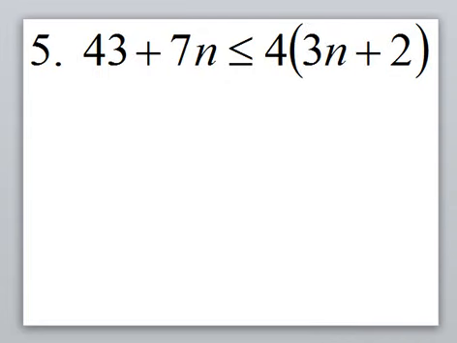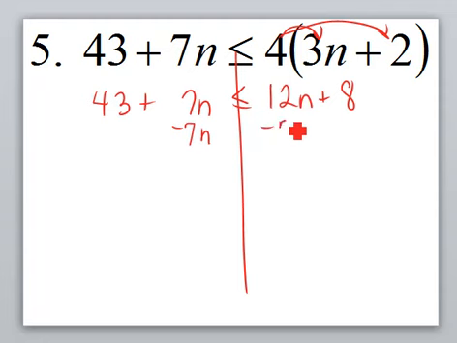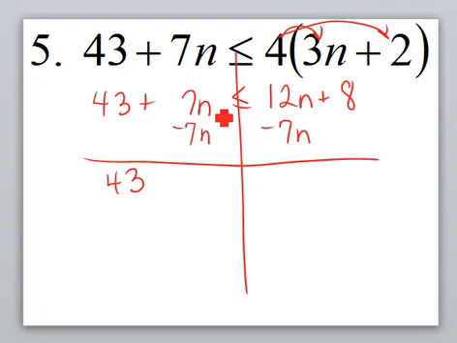Next example. Distributing again, I get 4 times 3 is 12n, plus 4 times 2 is 8. On the left-hand side, I have 43 plus 7n. I'm going to pick my smallest variable. So I have subtract 7n. That gives me 43. Those create 0. And I have 5n plus 8.